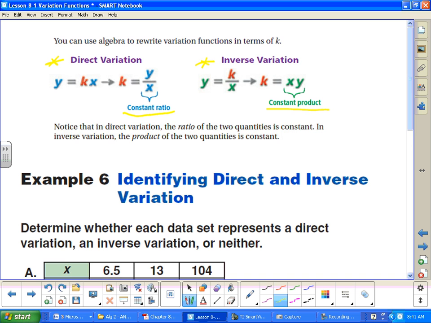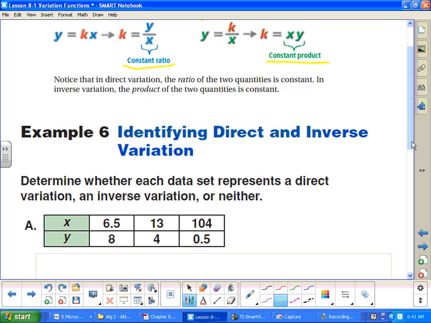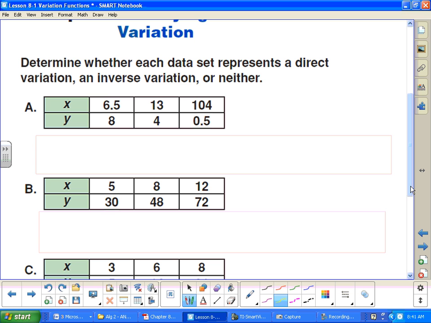Knowing those two things allows me to take a set of data and determine whether it is direct variation, inverse variation, or neither. If they have a constant ratio or a constant product, then they're direct variation or inverse variation. If they don't have either one, then they're neither. And lots of times you can figure it out by just looking at them. Not always, but sometimes you can.